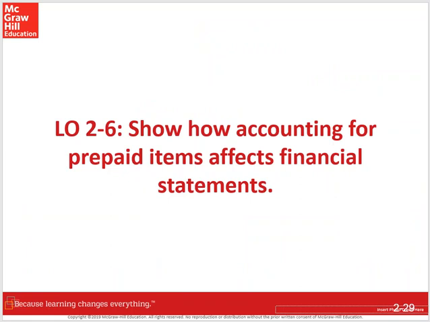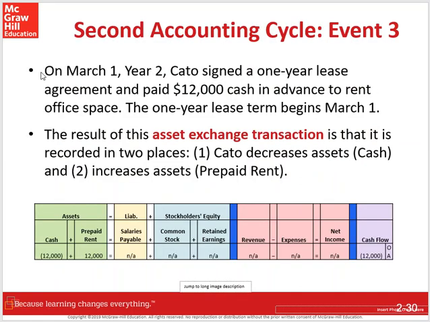Next, we're going to look at prepaid items, and we touched lightly on this concept previously when we were talking about advertising. We're going to look at it a little more in depth here. So on March 1st, year 2, Cato signed a 1-year lease agreement and paid $12,000 cash in advance to rent office space. The 1-year lease term begins March 1st. Okay, so we're paying for a full year of rent, essentially.